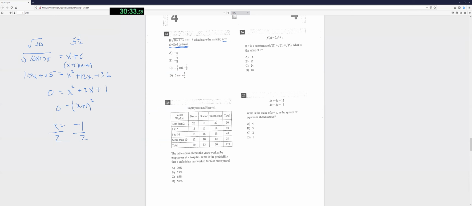-5 plus 35 is 30. That is the square root of 30. -1/2 plus 6. All right, go through our math one more time here. Squared both sides, x squared plus 12x plus 36 equals 10x plus 35. I did minus 10x minus 10x, minus 35 minus 35. And I definitely get this, and that definitely factors into x plus 1 times x plus 1. So either x is -1 or x is -1, and we want that divided by 2.